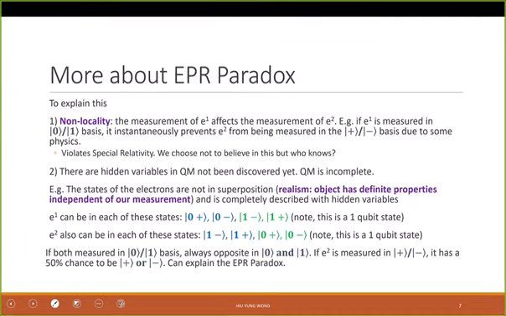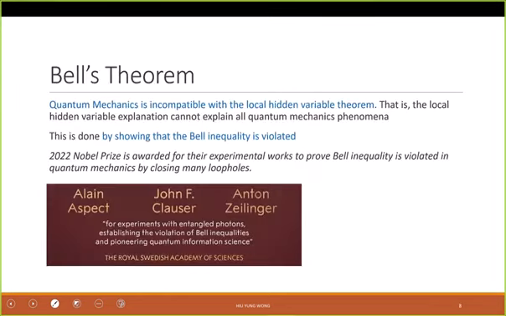Okay? But what happened to this Nobel Prize, or this Bell's inequality? Basically, Bell's theorem says that quantum mechanics is incompatible with the local hidden variable theorem. Just now, I used a local hidden variable to explain the EPR paradox. But you cannot explain everything in quantum mechanics. And one of them is the so-called violation of Bell inequality.